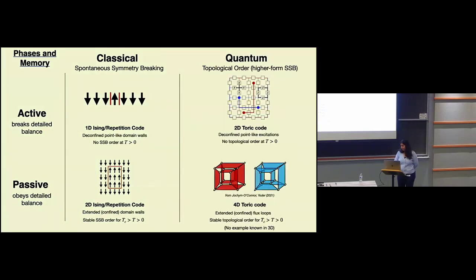The quantum analog of these two paradigms is, of course, the two-dimensional toric code, which, like the 1D Ising model, has point-like deconfined excitations and no topological order at any finite temperature. So error correction in this model is active. This is in contrast to the four-dimensional toric code, in which my excitations form extended loops. There is stable topological order at finite temperature, and we can do passive error correction, okay?